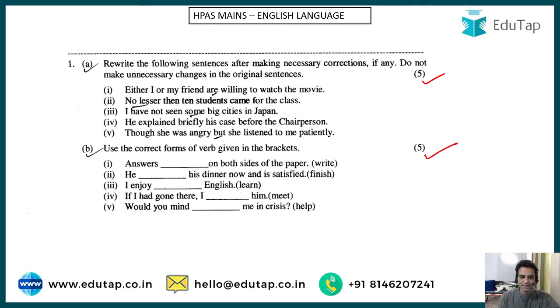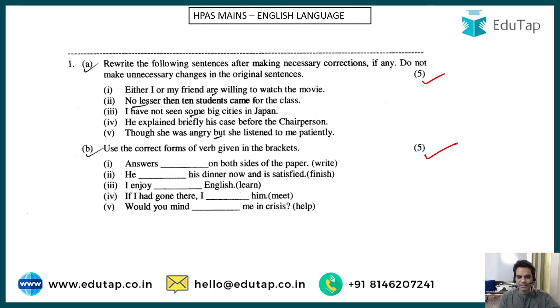The second: no lesser than 10 students came from the class. Now, lesser is used for uncountable nouns, so it should be fewer. No fewer than, and it should be THAN, not THEN. So, no fewer than 10 students came for the class. Then: I haven't seen some big cities. It should be any. I haven't seen any big cities in Japan. Then: he explained briefly the case before the chairperson. It should be he briefly explained, not explained briefly. He briefly explained his case before the chairperson.